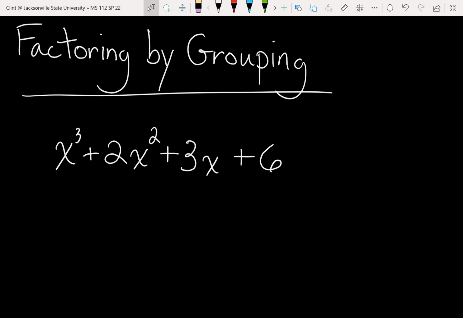Maybe you could look at x, but we don't have an x in the last term, the 6. We don't have anything in common between 1, 2, 3, and 6 to factor out as a number part. So with this idea of factoring by grouping, instead of trying to find something in common for all four terms, we're going to group the first two terms together and group the second two terms together. Then we'll see if there's anything in common we can take out there. So we're going to look at these two, and look at these two, and kind of treat them separately.